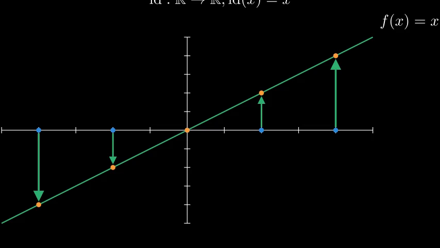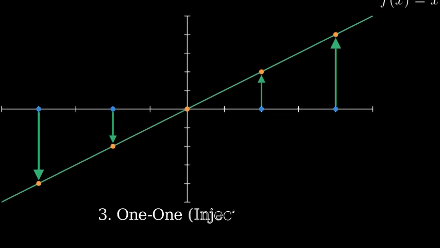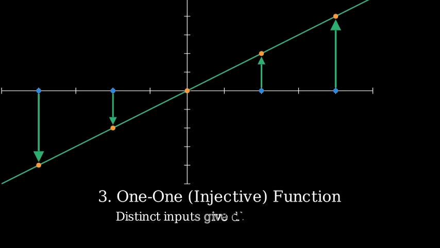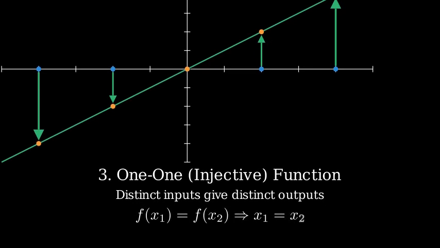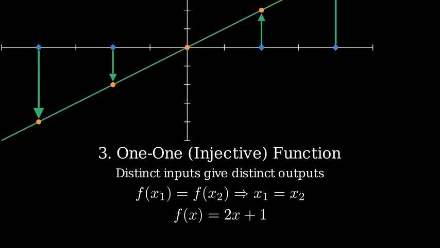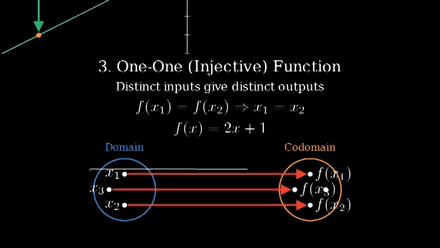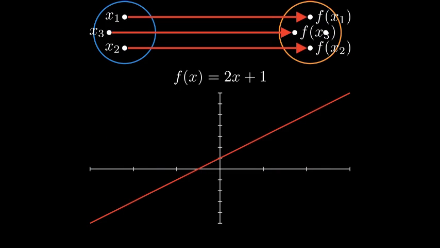Now let's discuss one-one functions, also called injective functions. A function f is one-one or injective if distinct inputs always give distinct outputs. Mathematically, if f(x1) equals f(x2), then x1 must equal x2. Let's take an example. The function f(x) equals 2x plus 1 is a one-one function. Let's visualize this. In a one-one function, each element in the codomain is mapped to by, at most, one element from the domain.